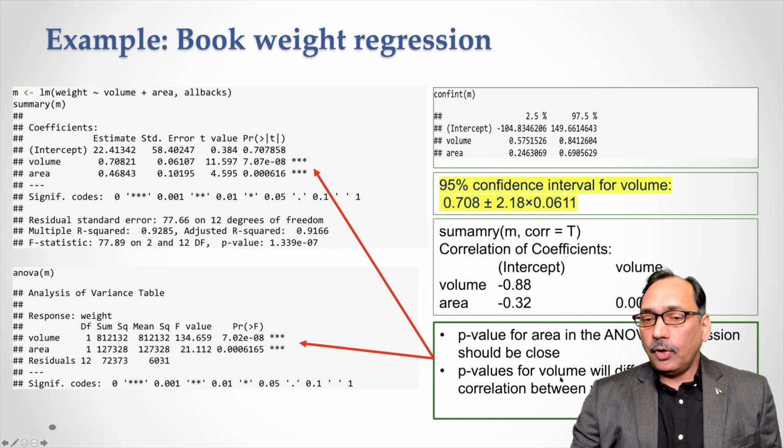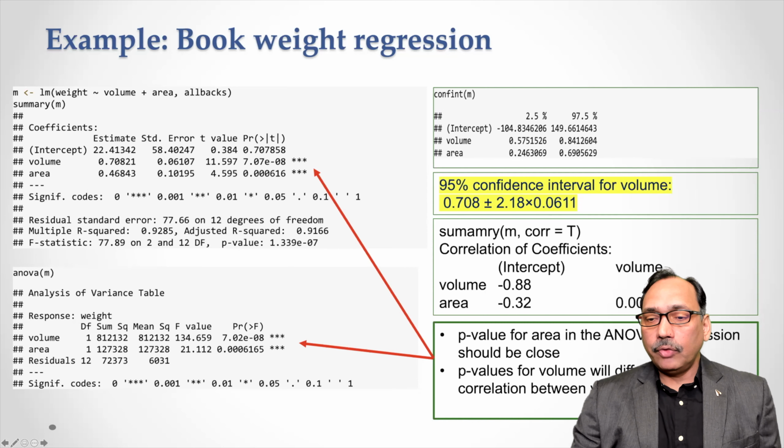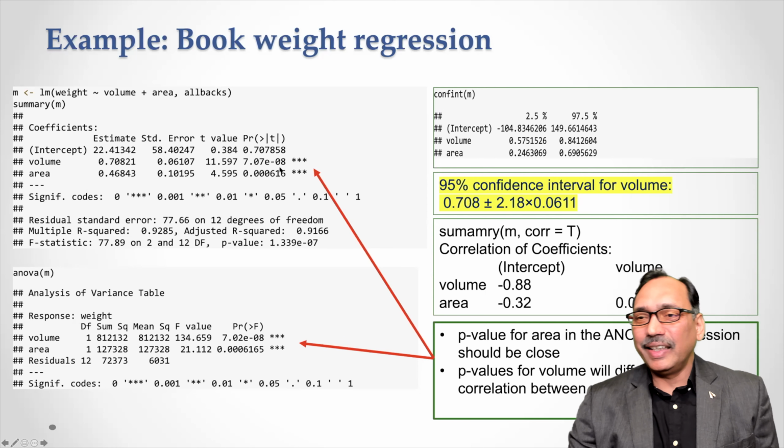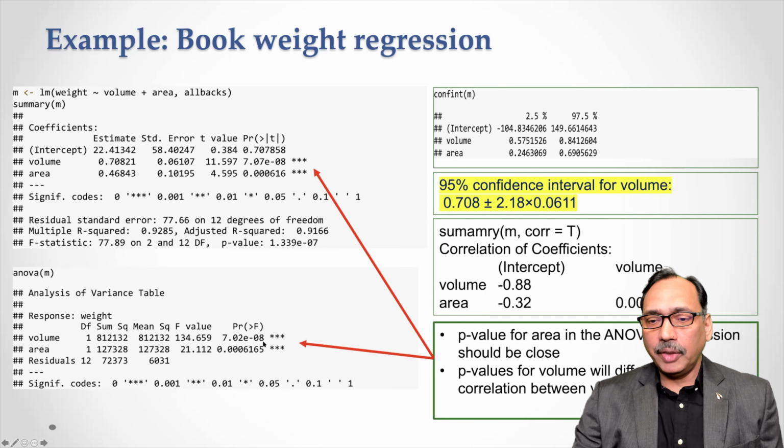But p-values for volume will differ if there is a correlation between volume and area. The difference is not much, actually 7.02 and 7.07, times 10 to the power of negative 8. So this is not very different, and one of the reasons is we saw the correlation between volume and area was not all that high.